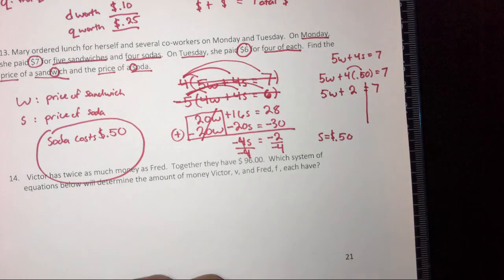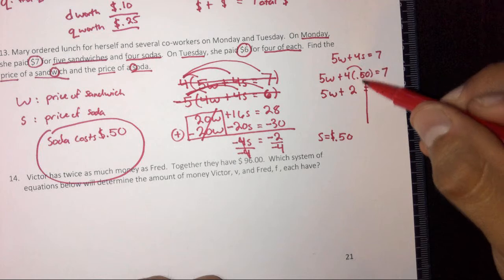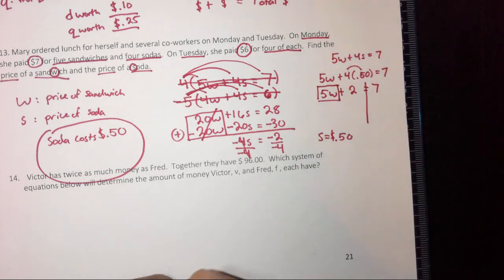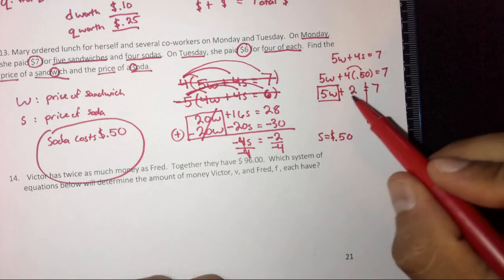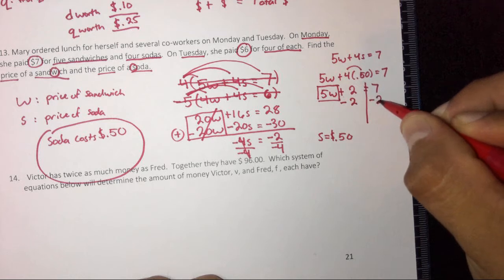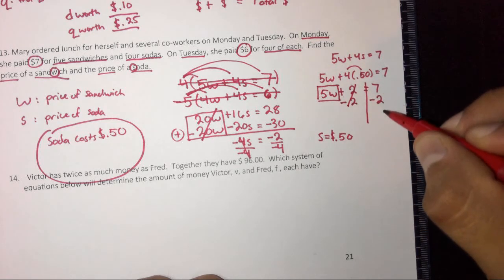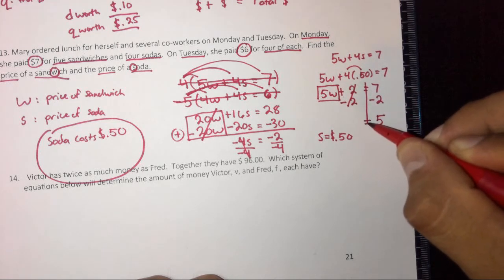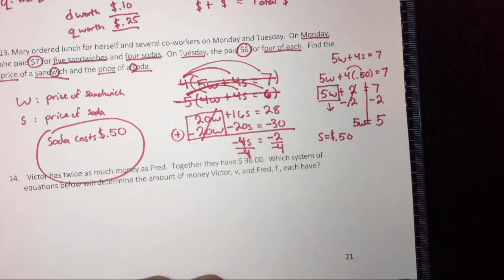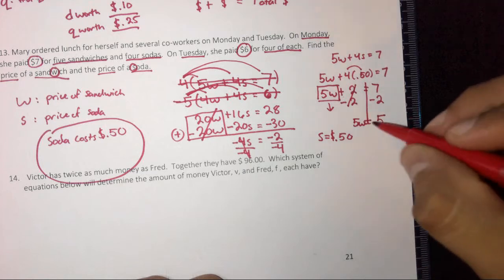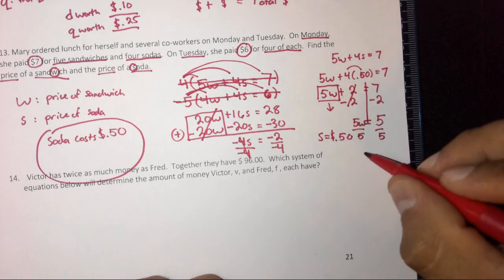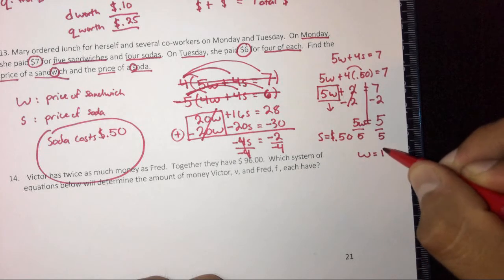And of course, once you finish that step, once you multiply here, then you solve. So I'm going to box in my variable, which is the 5W. To move plus 2 to the other side, I'm going to do minus 2. 7 minus 2 is going to give me 5. And then the 5W is going to come down. To get the W completely by itself, I'm going to divide everything by 5. And so I get that W is equal to 1.